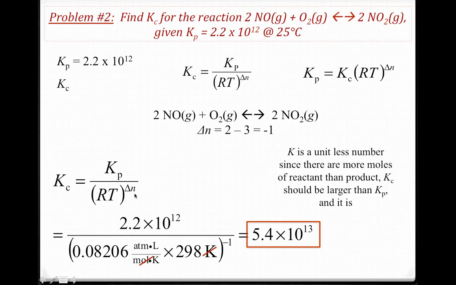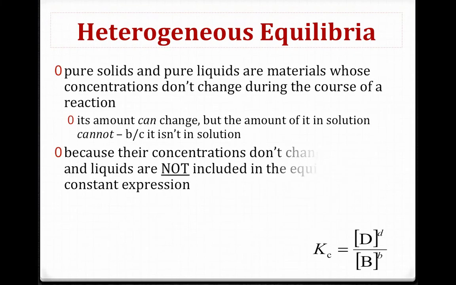Find the Kc for the following reaction given the Kp. The first thing I'm going to do is find delta n, because that's part of the equation here. I'm going to have 2, which is the total number of moles of product, minus 3, which is the total number of moles of reactants, to get negative 1. The 2.2 times 10 to the 12th comes right from the problem here. 0.0821 is the gas constant, and 298 comes from the Kelvin temperature. Take it to the negative 1, which is delta n, and you get 5.4 times 10 to the 13th.